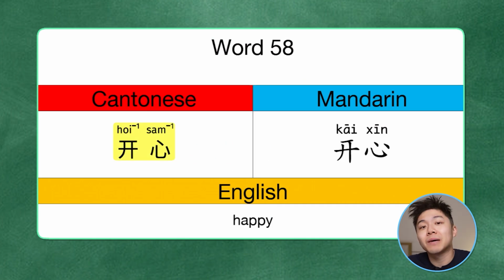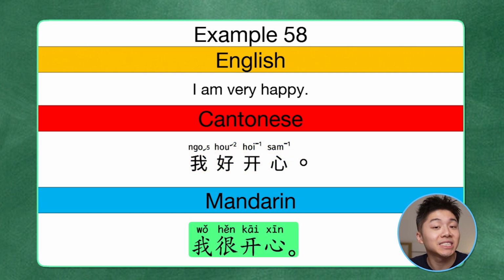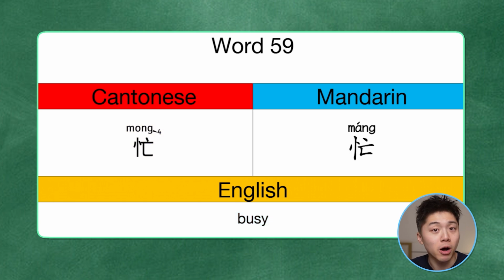Next is 開心, the same in Cantonese and Mandarin. So for example, I am very happy. 我好開心. In Mandarin, 我很開心. 我 is I, 好 is very, in Mandarin 很. 開心 is happy, in Mandarin 開心. Next is busy. 忙, in Mandarin 忙.